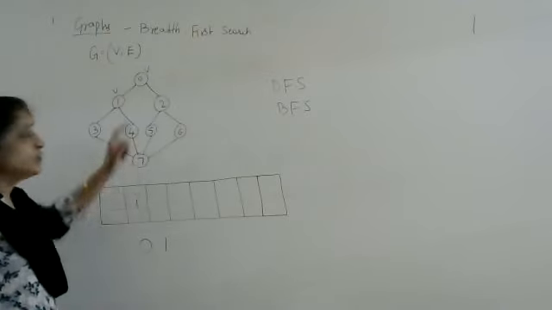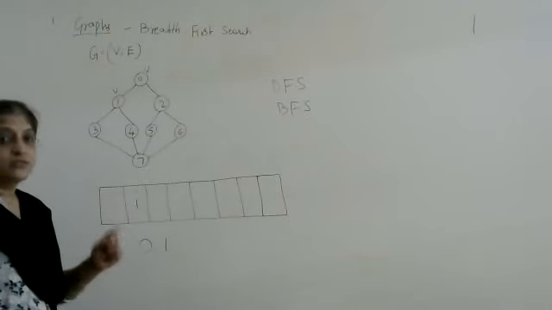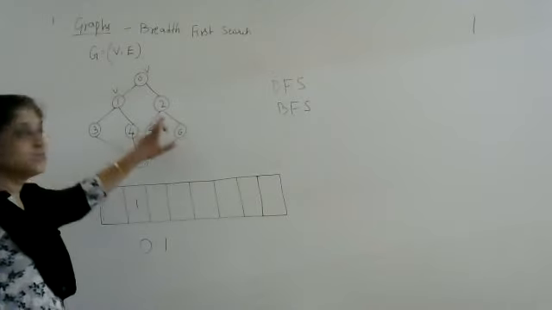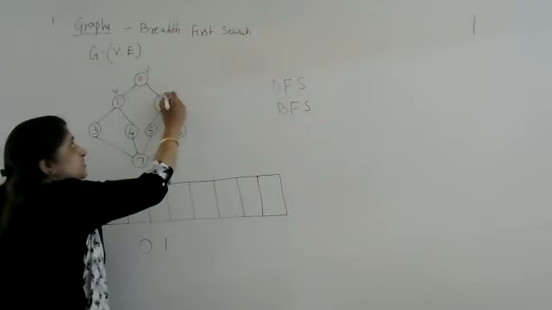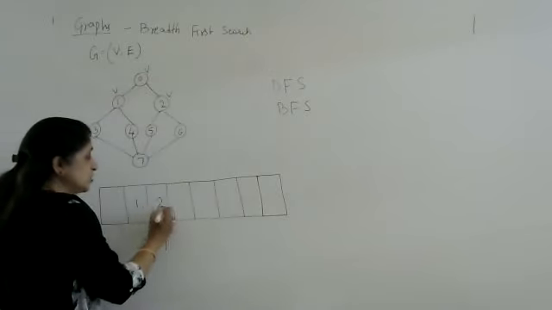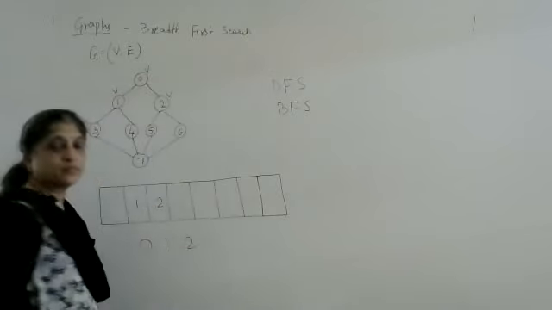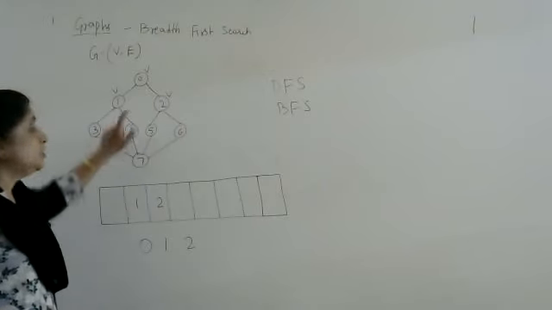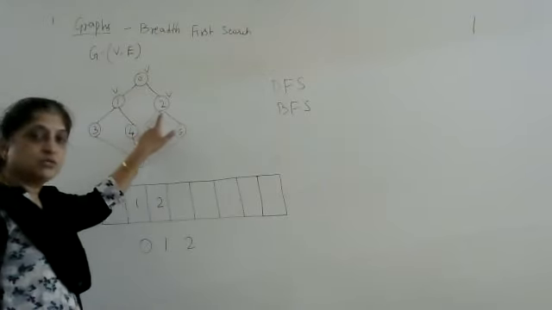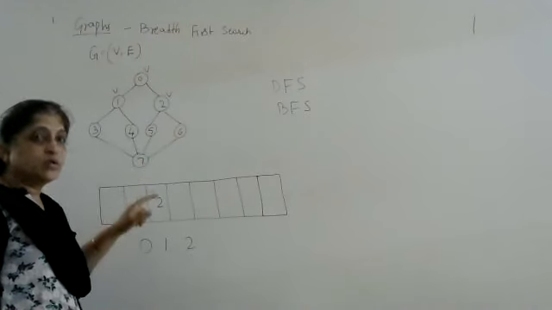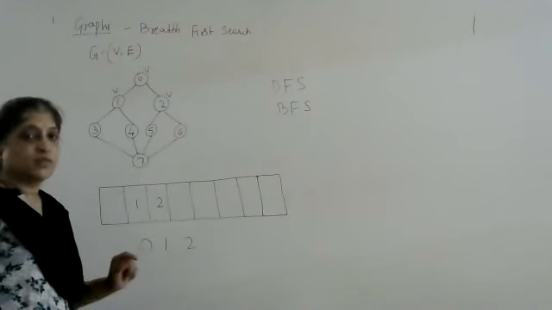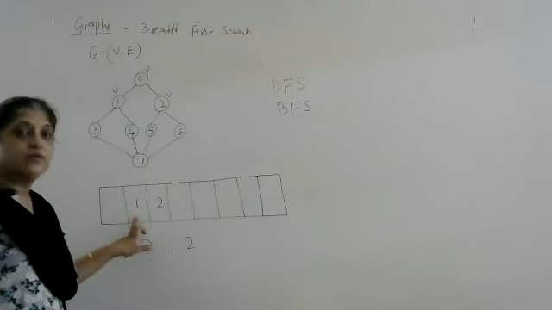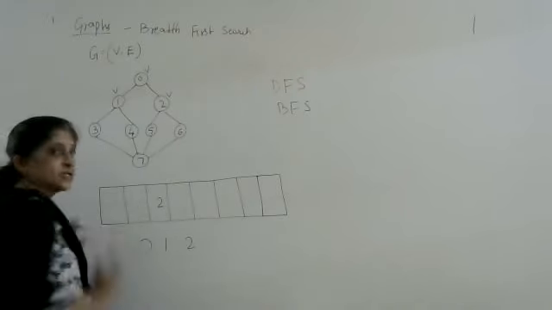Then check if we have any other adjacent vertex to 0. 0 has another adjacent vertex, that is 2. Then mark this as visited, insert it in the queue, output this. Now, do we have any other adjacent vertex to 0? No. Since we don't have any vertex, then go to the queue and see what we have at the front of the queue. At the front of the queue, we have 1. Remove this from the queue.